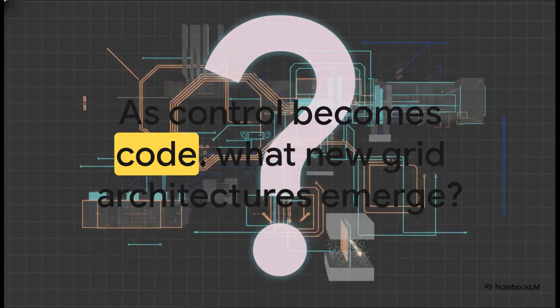This brings us to the ultimate implication. Control over electricity is fundamentally moving from the physical domain to the software domain. The physical constraints that shaped our current grid architecture are being removed. The question is no longer just how to build better components, but what new grid architectures are now possible when power itself is programmable.